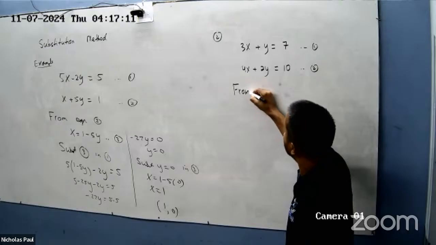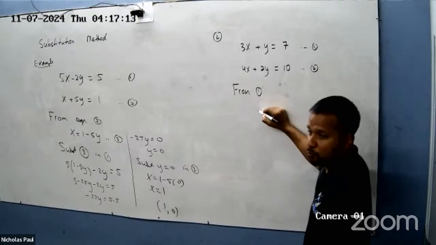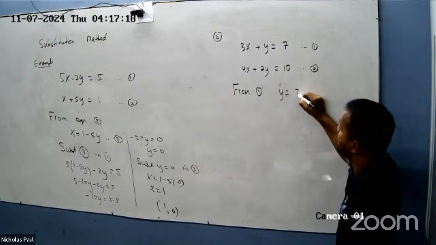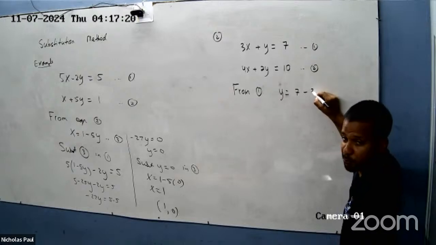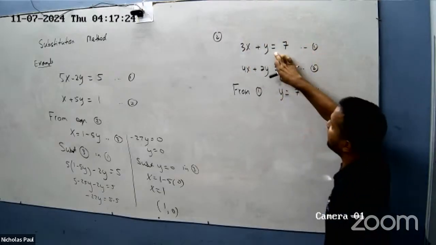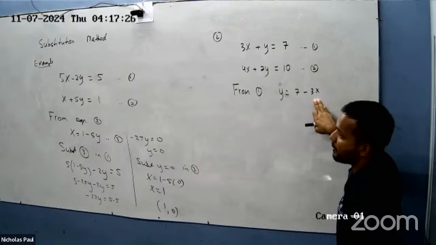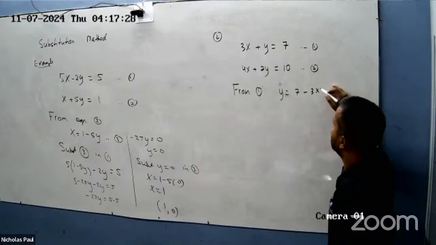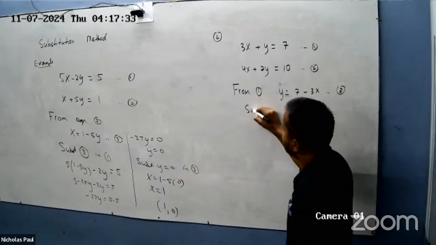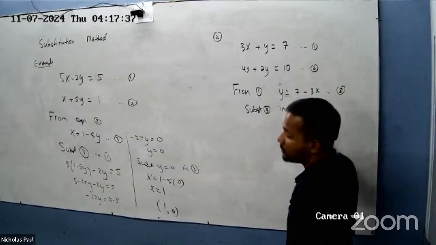So from equation 1, what will you get? Y is equal to what? 7 minus 3x, right? You're moving 3x across the equal sign, it becomes minus. Okay? And then let's call that equation 3. And then we're going to substitute equation 3 in equation 2.